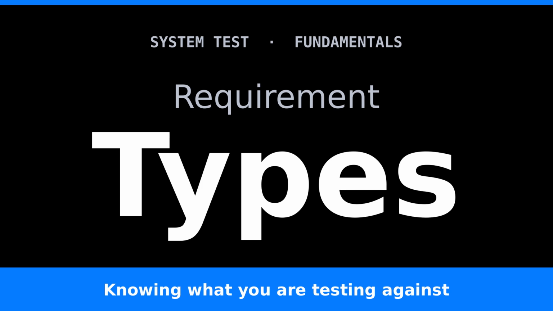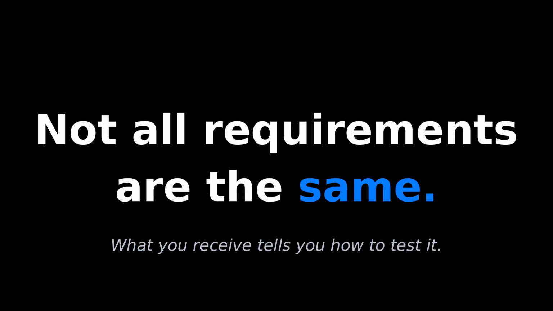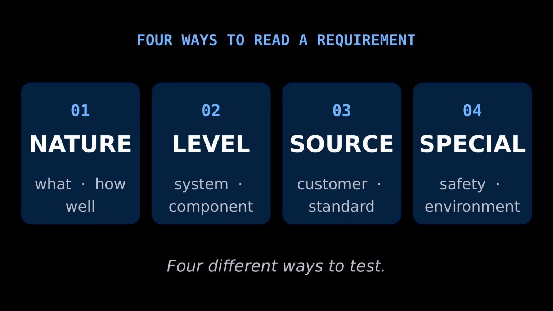As a test engineer, you receive requirements all the time, and they're not necessarily all the same kind. Each type carries a hint about how to test it: the method, the infrastructure, the evidence you need to produce. This video is about the main requirement types someone will meet as a test engineer in system test, like functional versus non-functional requirements, the level of requirements, their source, etc.